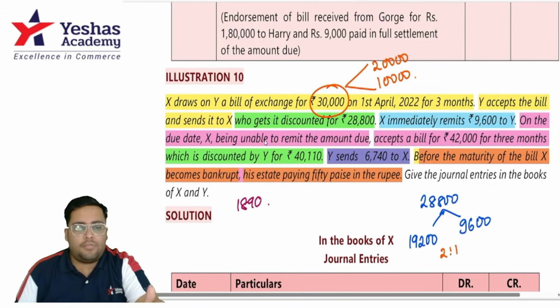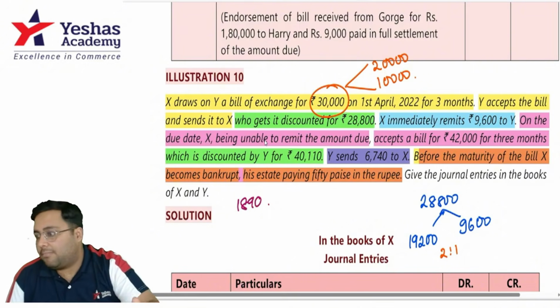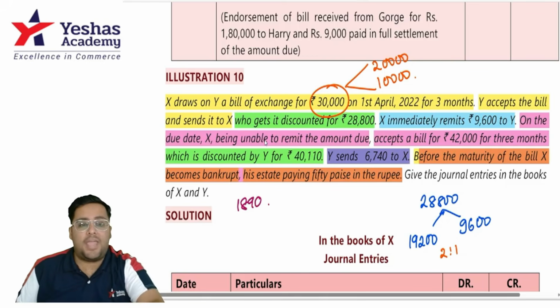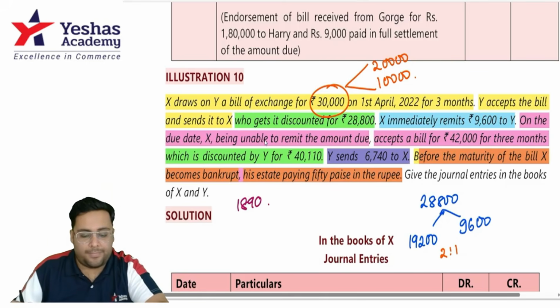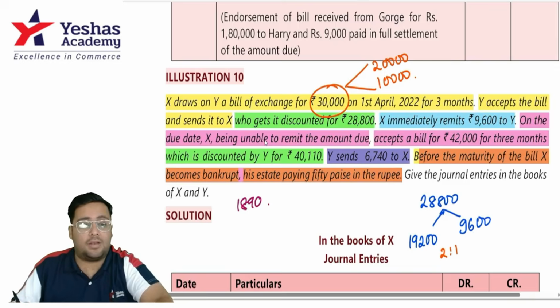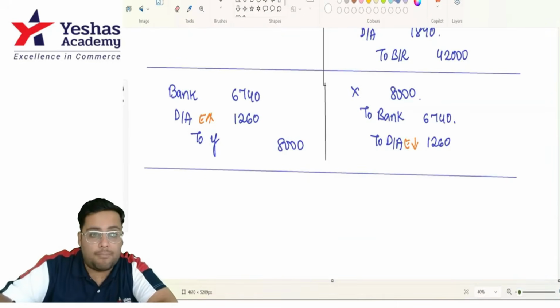Let's read further in the question what is happening. Before the maturity of the bill, X becomes bankrupt. His estate paying 50 paisa in the rupee. So now if you observe, X was supposed to pay money to the banker. X did not pay money to the banker. Who will pay money to banker? Y should pay money to the banker.